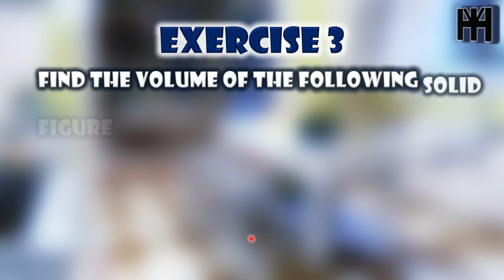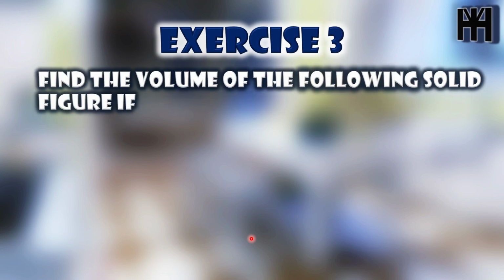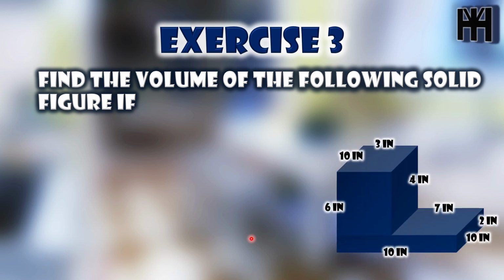Okay. Exercise 3. Find the volume of the following solid figure. So here, before we take anyone as our first rectangular prism, if we take this whole part here as a rectangular prism, we will have a length of 10 and a width of 10. But if we take only this part as our rectangular prism, we'll have a length of 7 and a width of 10 and a height of 2.